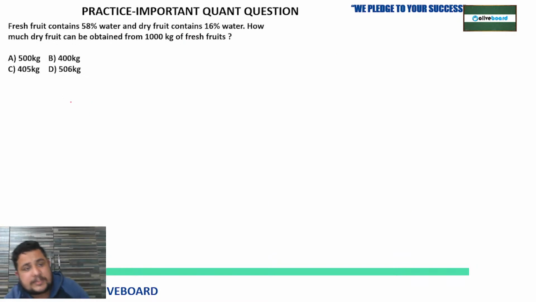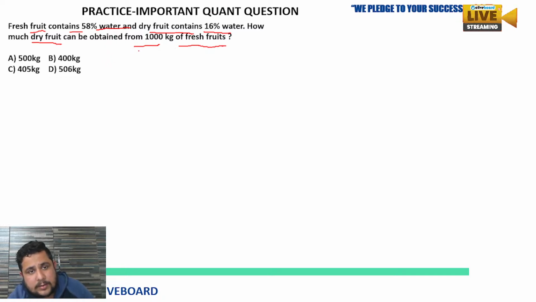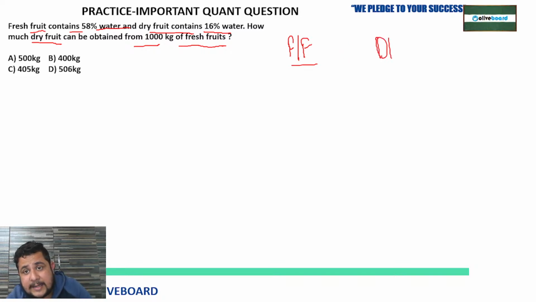Okay, let's move on to the next question. A fresh fruit contains 58% water and dry fruit contains 16% water. How much dry fruit can be obtained from 1000 kg of fresh fruit? Okay, one of the most important questions. And what are they talking about? Fresh fruit. I'm denoting fresh fruit as FF. Fine. Now, dry fruit as DF, and fruit without water as FW.